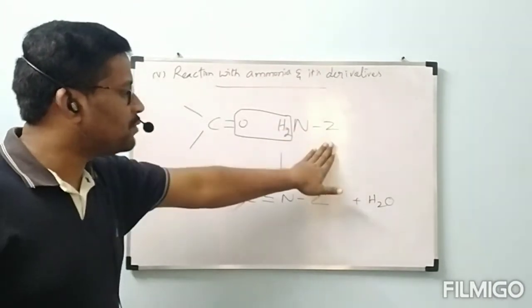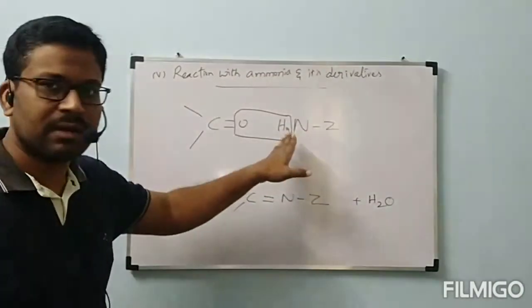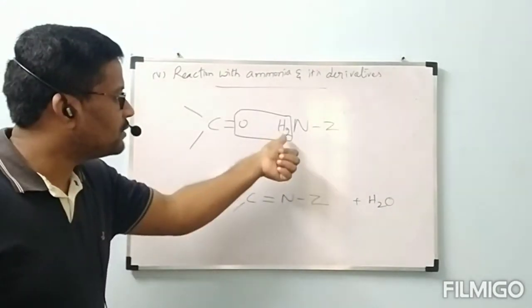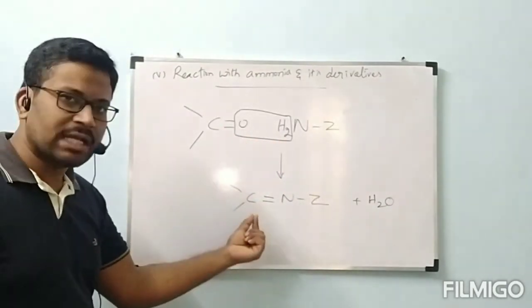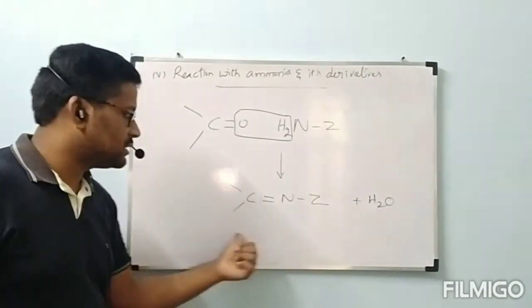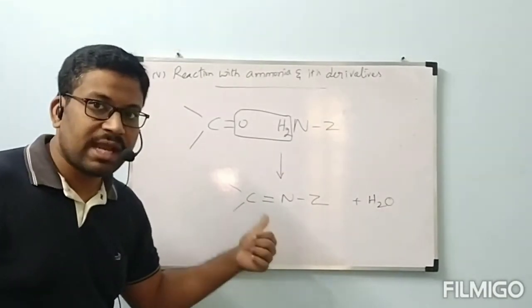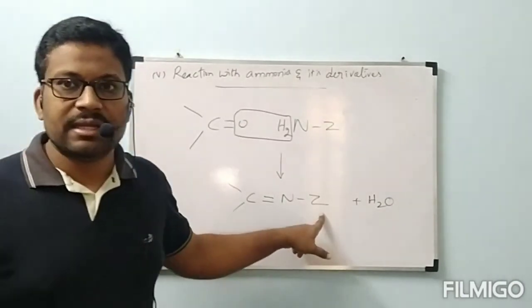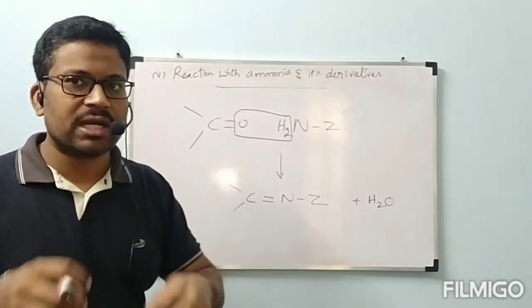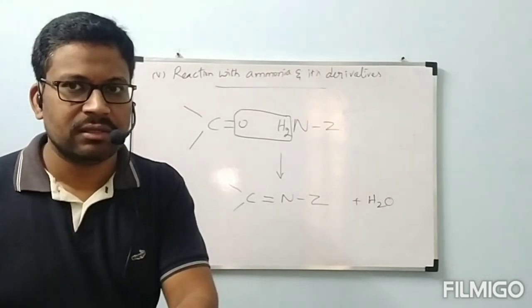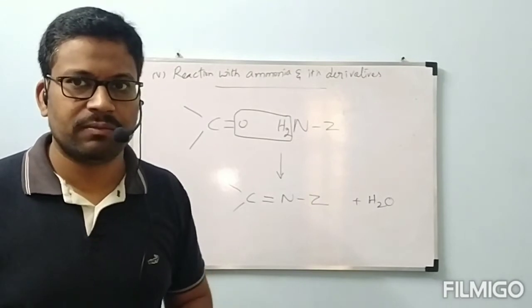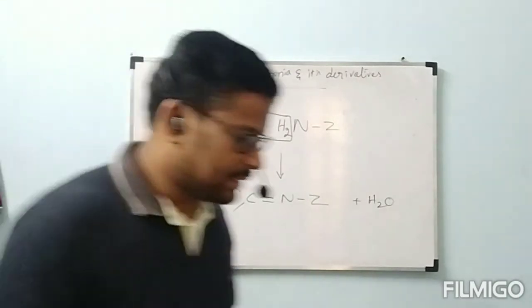So from any ammonia derivative, NH2 is common. This Z only is getting changed. Then these two hydrogens and one oxygen will be removed as water to form this substance. What is this substance name? That is depending on Z. Now we will see what is that Z, what is the reagent, and what is the substance to be formed when that is reacted with carbonyl compound. Let us see that one.